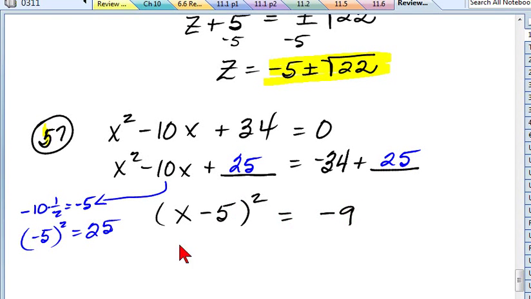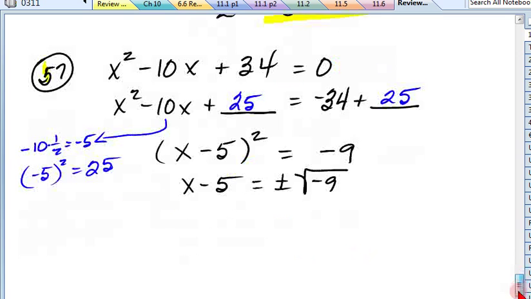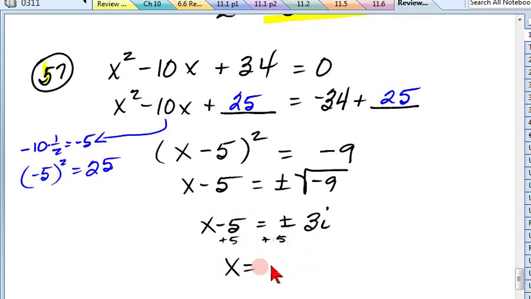Square root property, x minus 5 is equal to plus or minus the square root of -9. Can you simplify the square root of -9? That's plus or minus 3i. That's what x minus 5 is equal to. Add the 5 to both sides. x is equal to 5 plus or minus 3i. Just leave it combined.